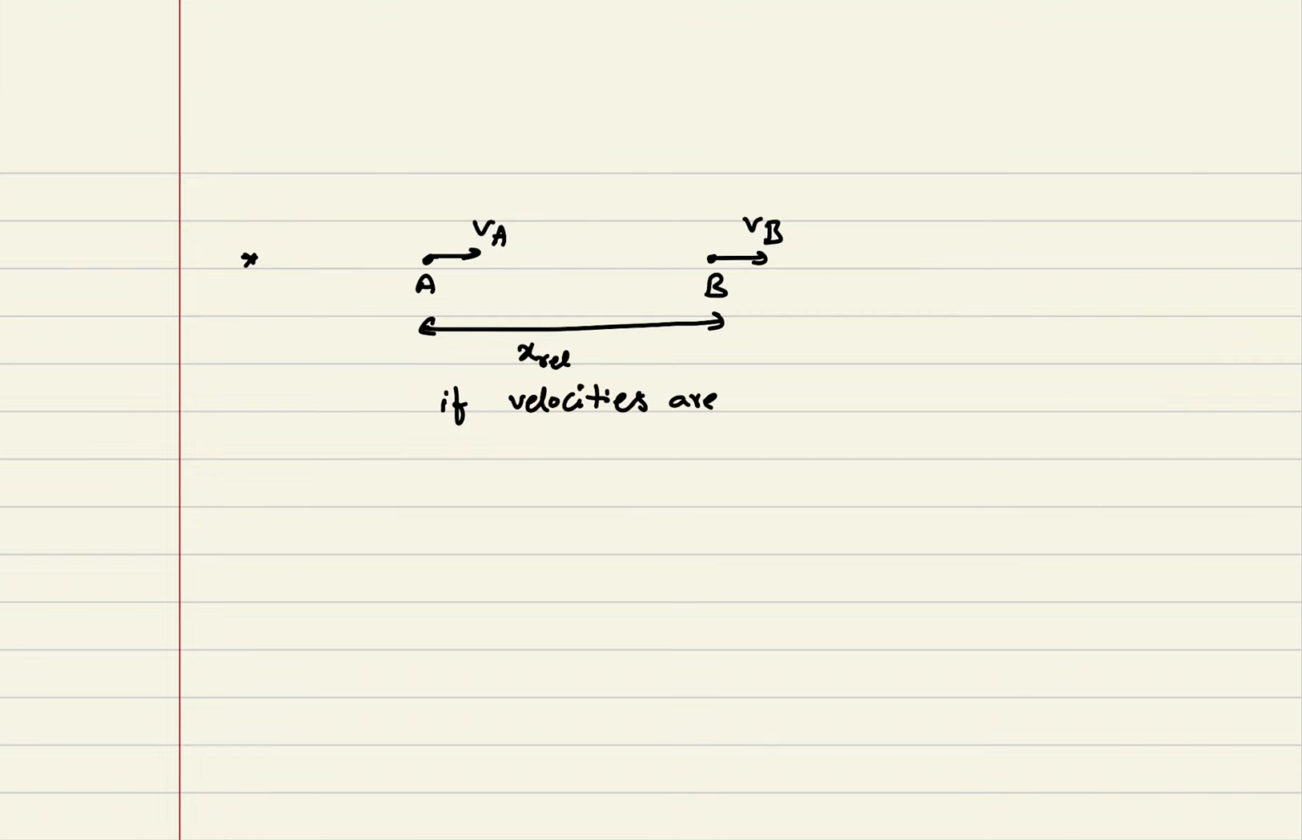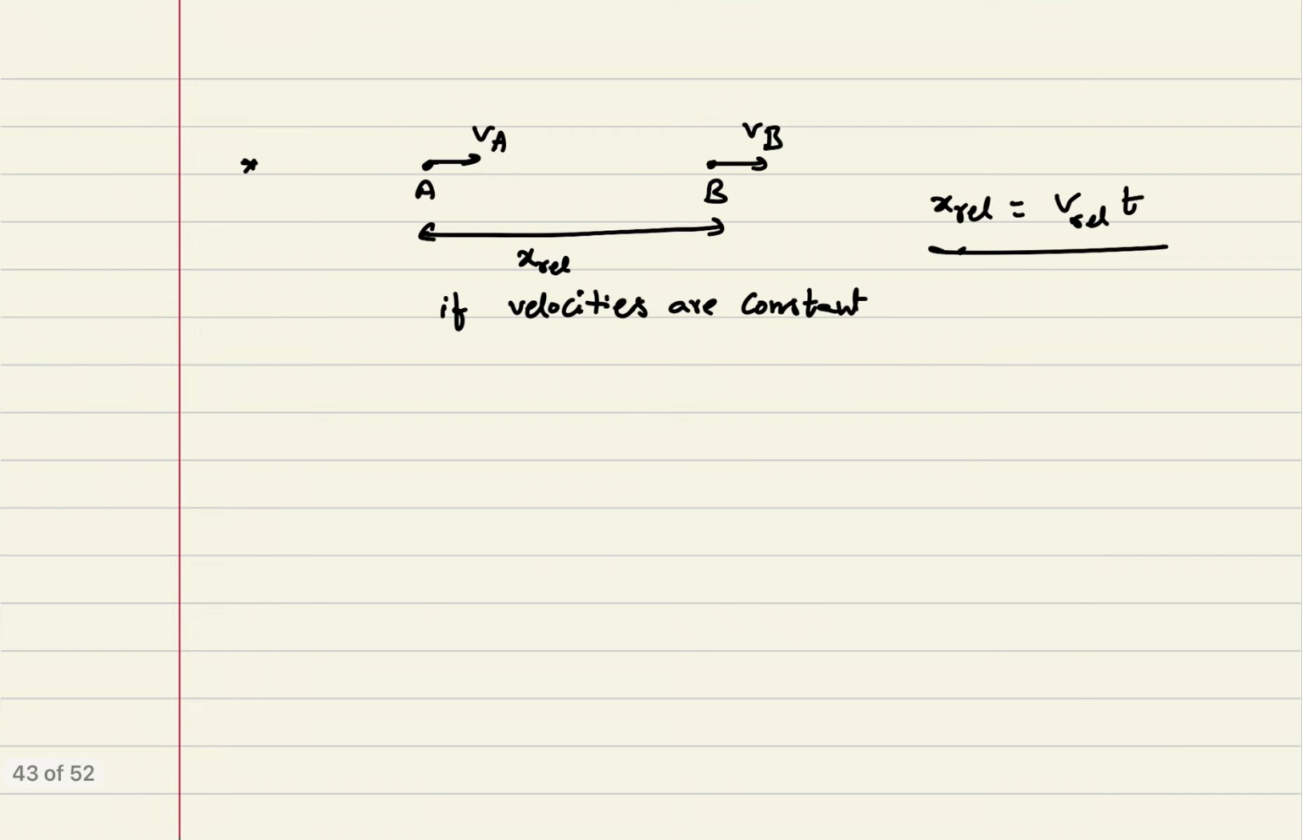In the same manner, consider the positions of two particles A and B. The separation between them is, let us consider, x relative. Both are moving with velocities VA and VB, both with constant velocities. In that case, if velocities are constant, we can write x relative is equal to v relative into time taken t. You can apply this relation.